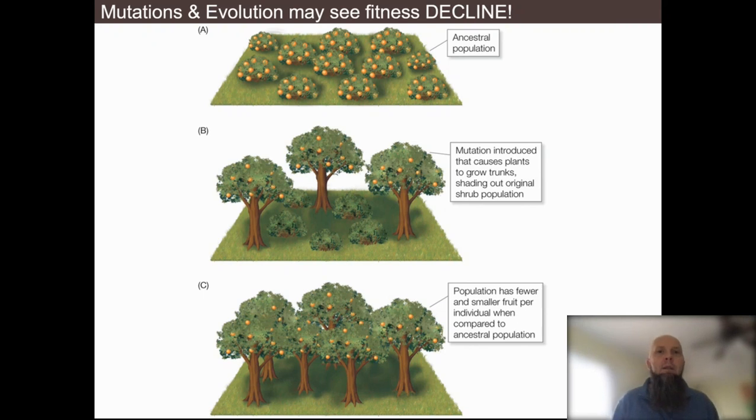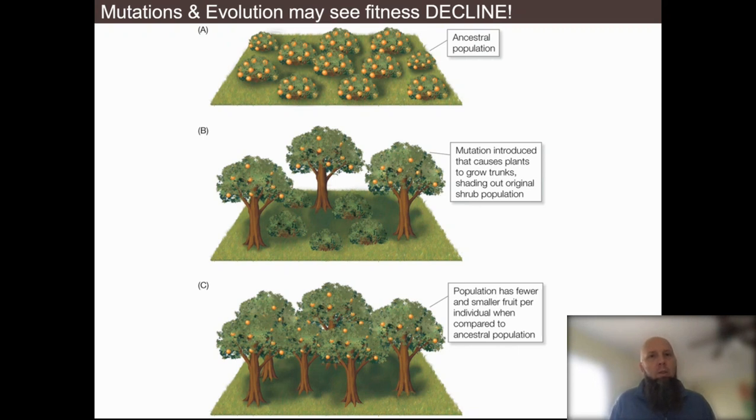Okay, and now the last point I want to make in chapter 5 is that mutation, evolution, and selection doesn't always result in increasingly higher fitness for a population. I just want to make that clear here because I don't want you to leave this class thinking that evolution is this perfect mechanism where everything just gets better and better and more fit, okay?